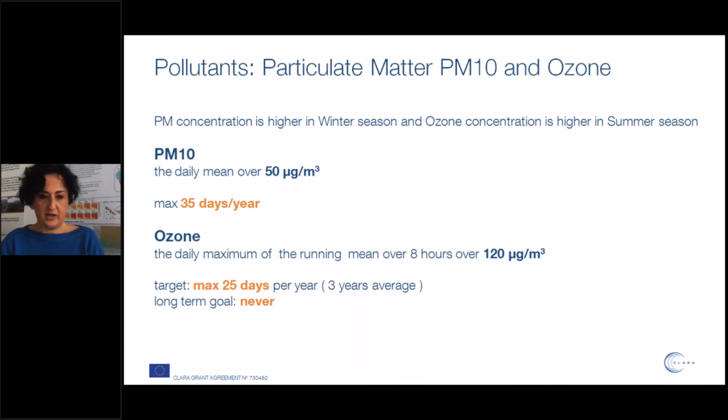The ozone concentration is regulated considering as a metric the daily maximum of the running mean over 8 hours. This value should not exceed 120 micrograms per cubic meter. The target is having no more than 25 exceedances per year, considering an average over 3 years. The long-term goal is having no exceedances at all. So now the question is, will the future climate be favorable for us to be compliant and reach these goals?